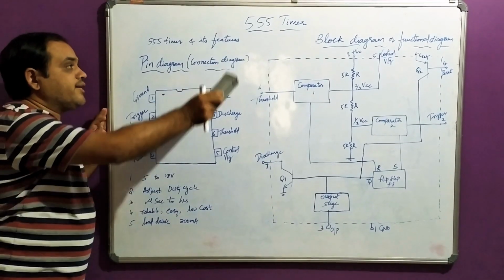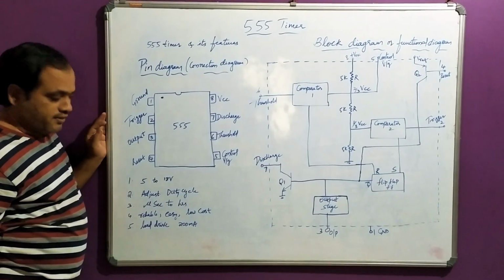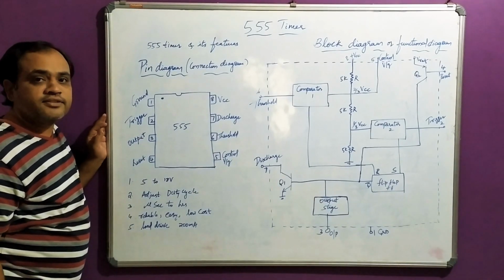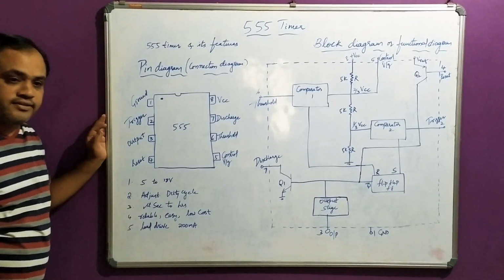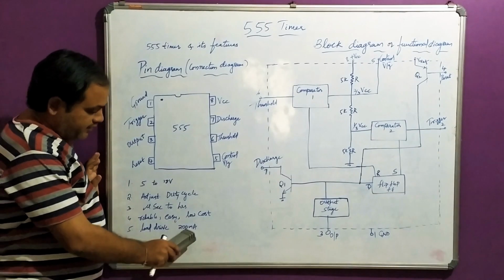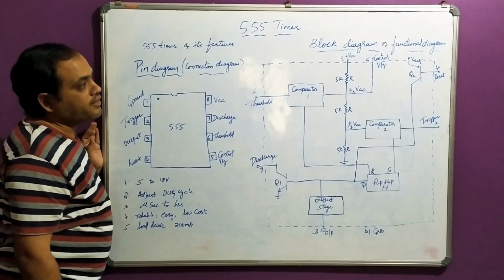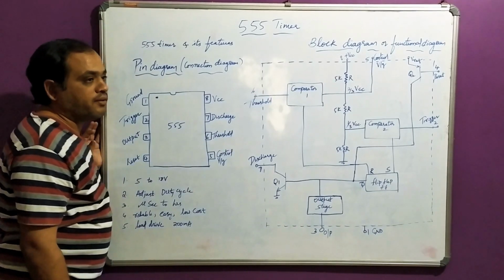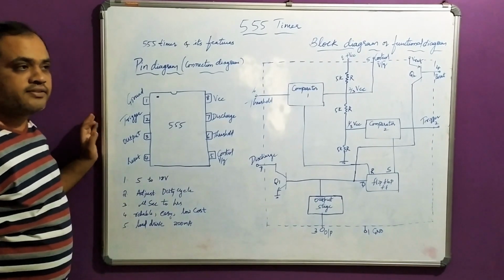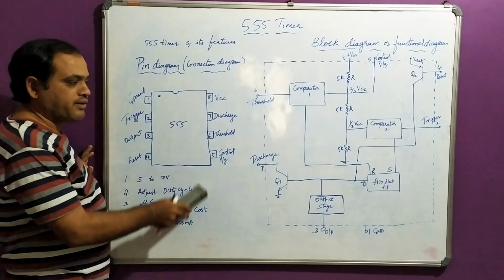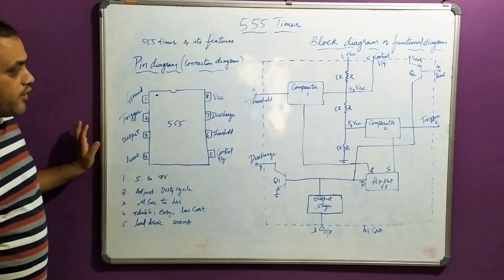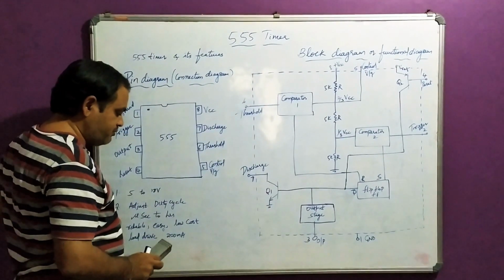This 555 timer device is highly reliable. It is very easy to use and it is of lower cost. Now the last one, which is very important: it has a load driving capability of around 200 milliamperes. That means it can withstand up to 200 milliamperes of current. So this is about the features of the 555 timer.